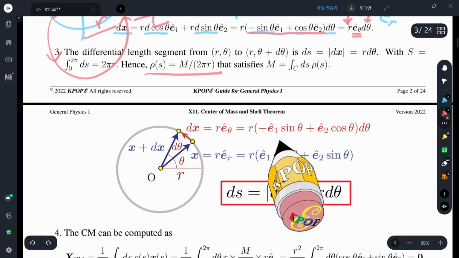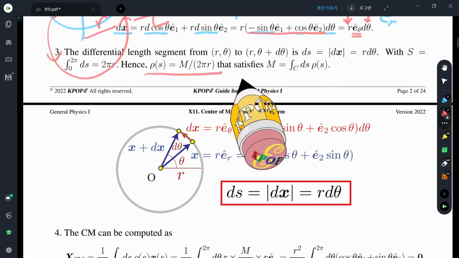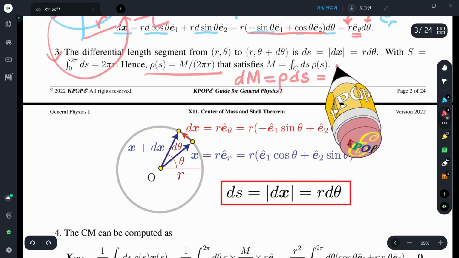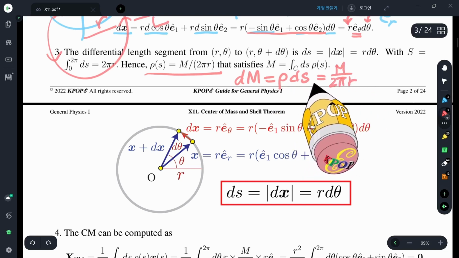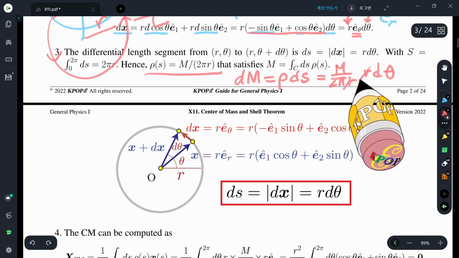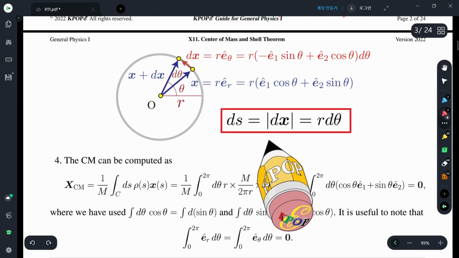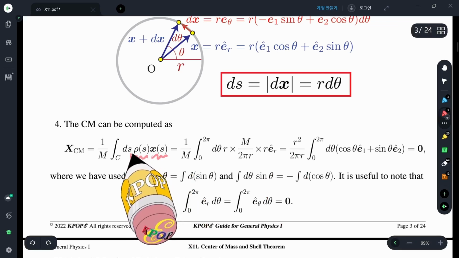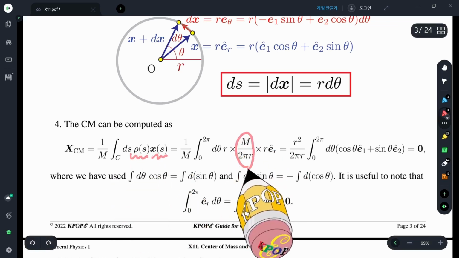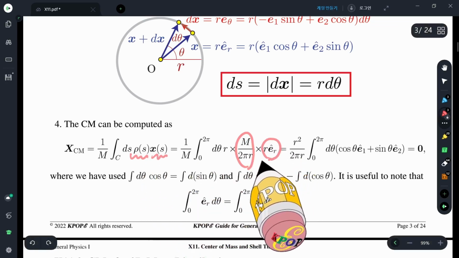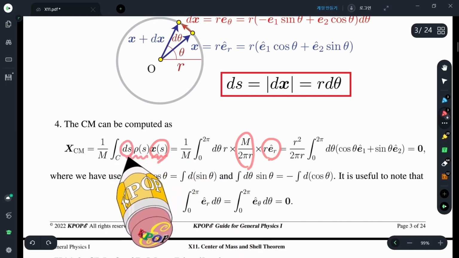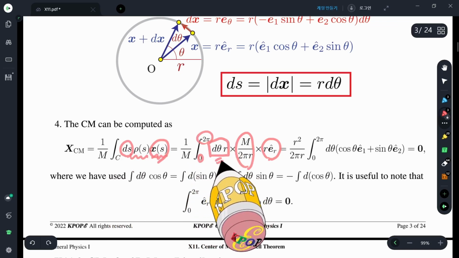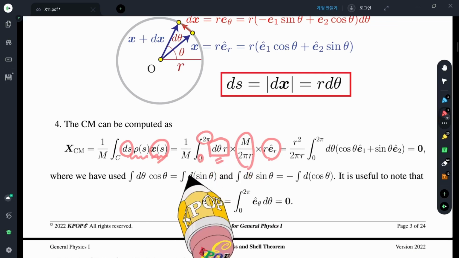Using this, I can compute dm, which is rho times ds, where rho is M over 2 pi r, and ds is the arc length. And r and r cancel. So we integrate rho, which is the density, times the position vector, times the arc length, over polar angle from 0 to 2 pi, and divide by the total mass capital M.